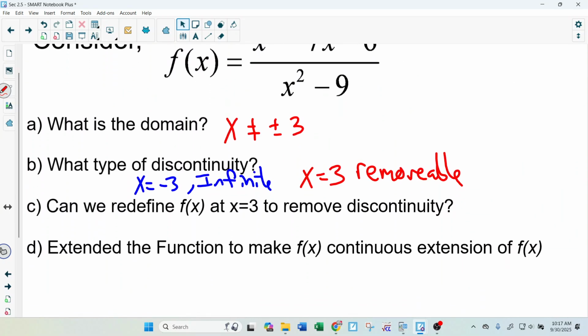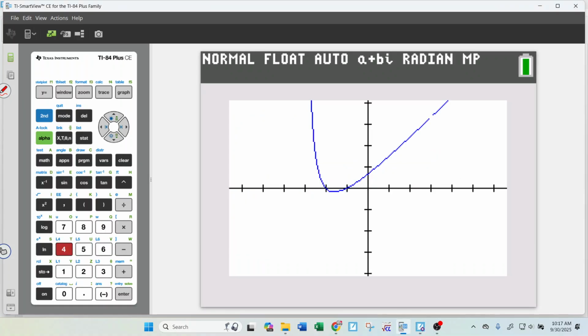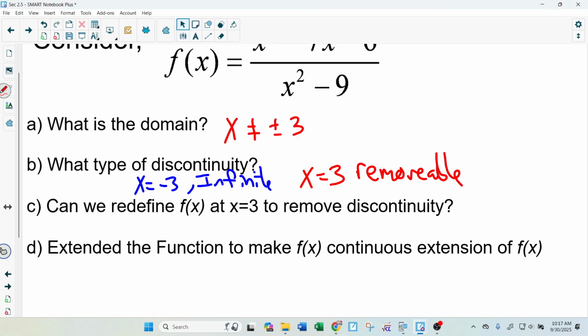Part C, can we redefine f of x at 3 to remove the discontinuity? So what does that mean? Well, this is a removable discontinuity. Am I able to basically fill the hole so it no longer has a hole? It's no longer discontinuous. So how do I do that? Well, we've done a lot of the work already.